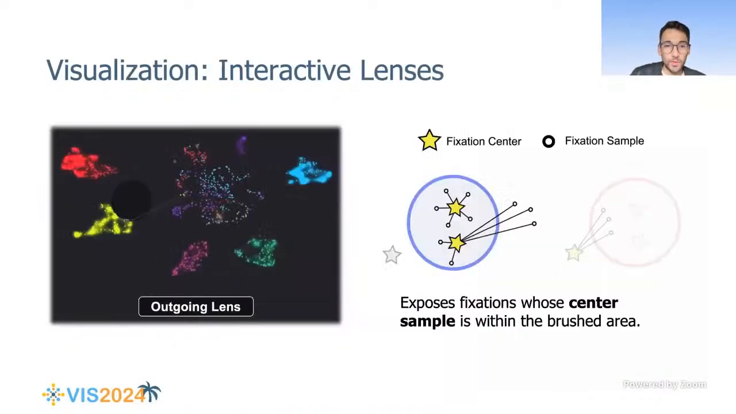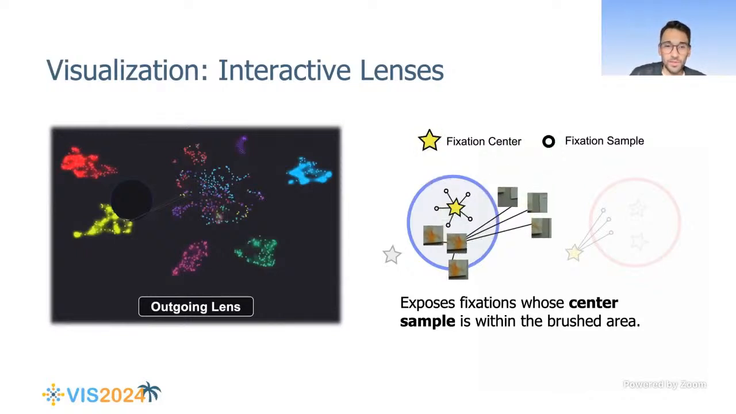As mentioned before, we provide users with 2 interactive lenses to explore the landscape of gaze thumbnails. This has also given me an opportunity to better explain the structure of the 2D embedding. For each fixation, its center sample is connected to all other of its samples via links.